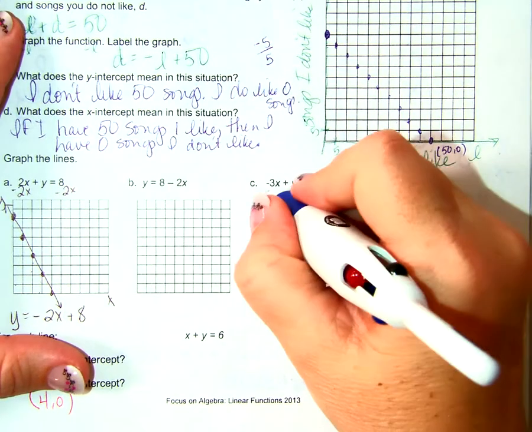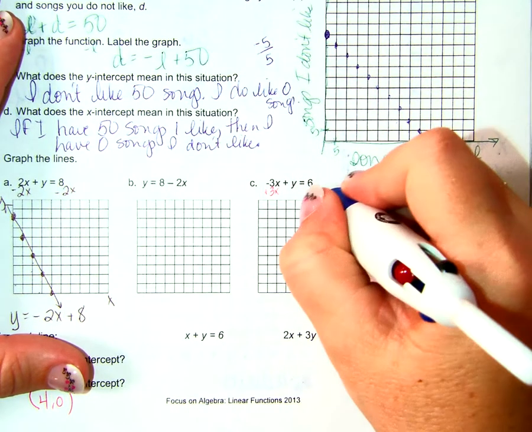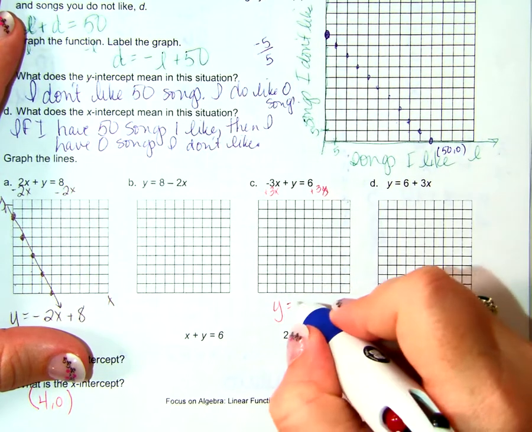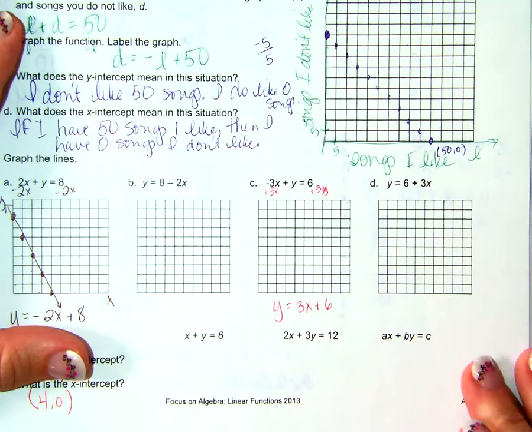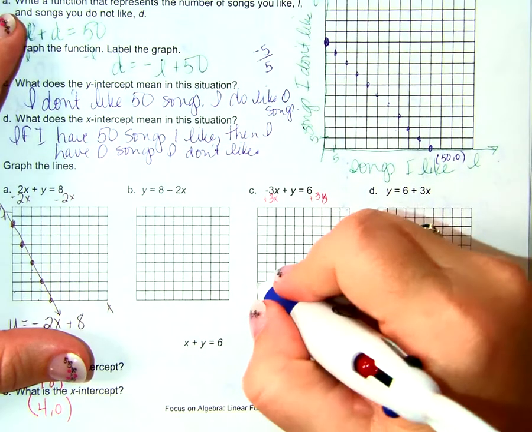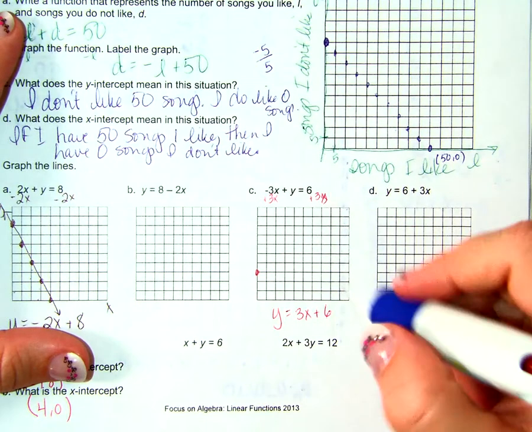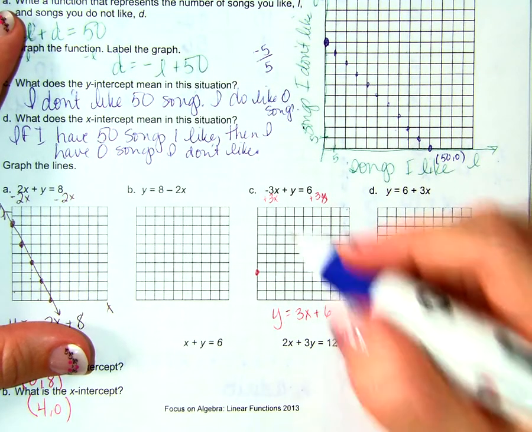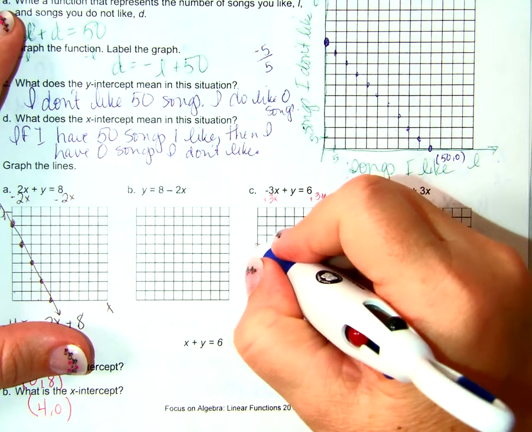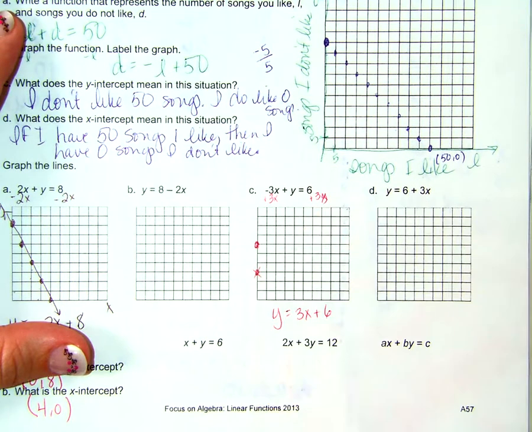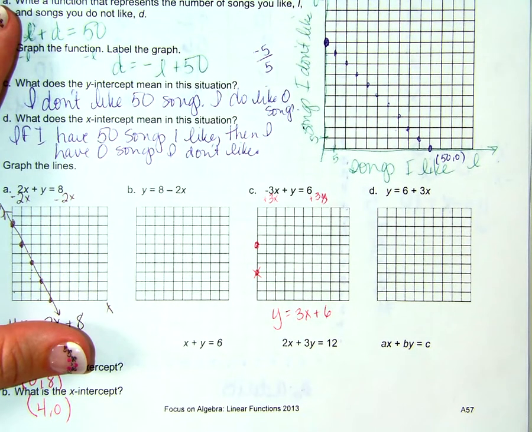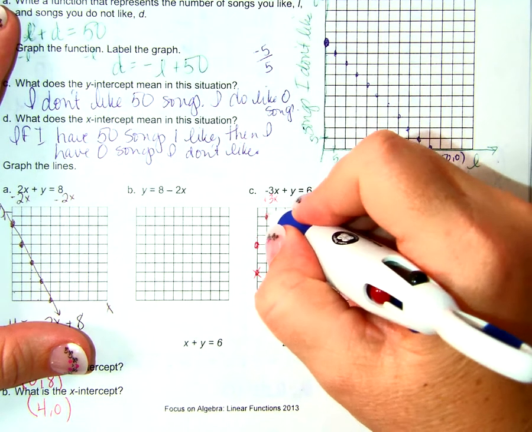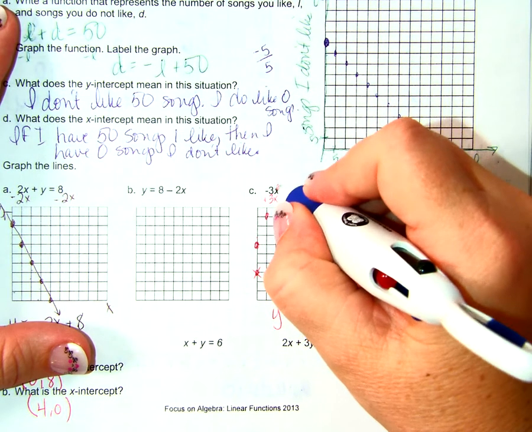So I need to add 3x to both sides. And I get y equals 3x plus 6. So I go up 3 for my y-intercept. Then oh, is that right? Oh, up 6, okay. So that's my y-intercept, not that one. And then rise 3, run 1. Rise 3, run 1.